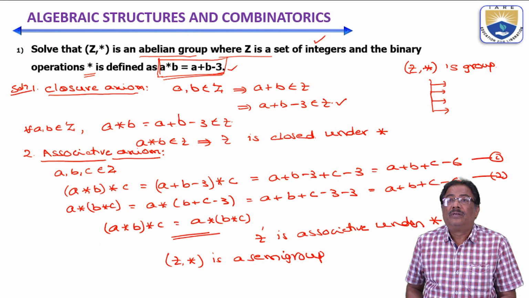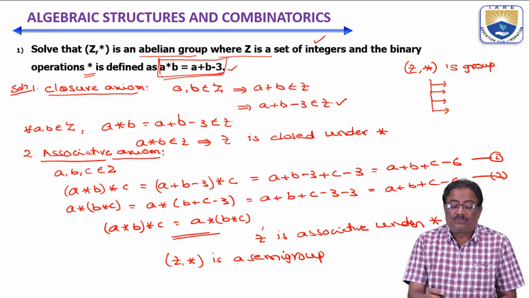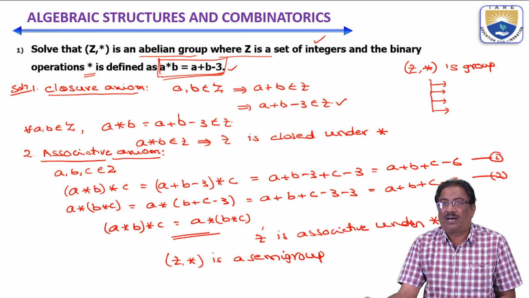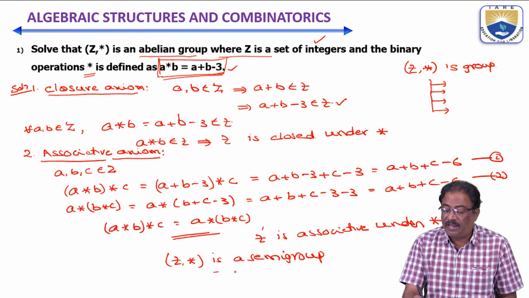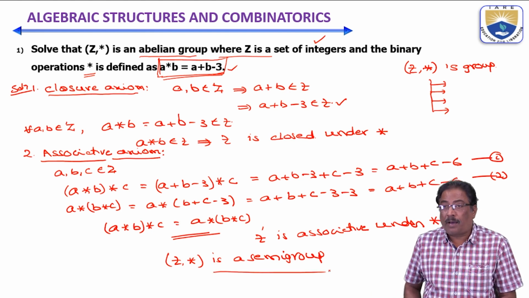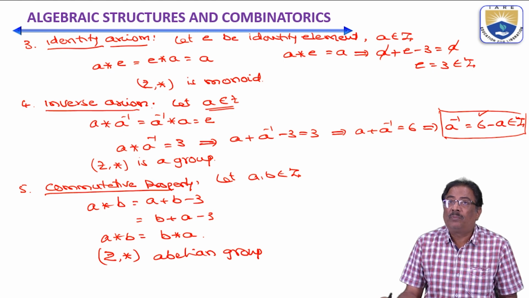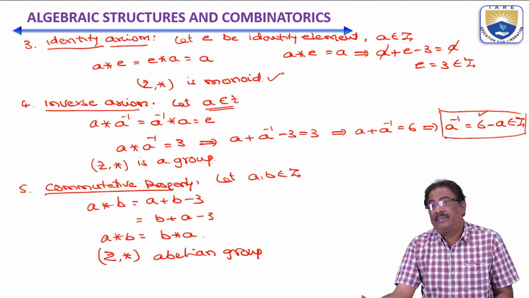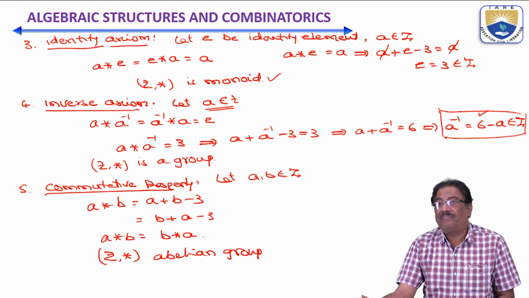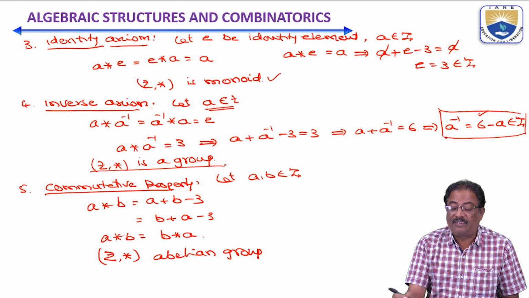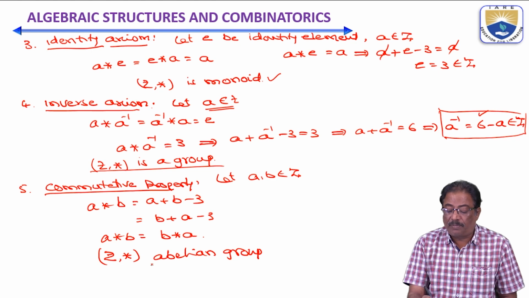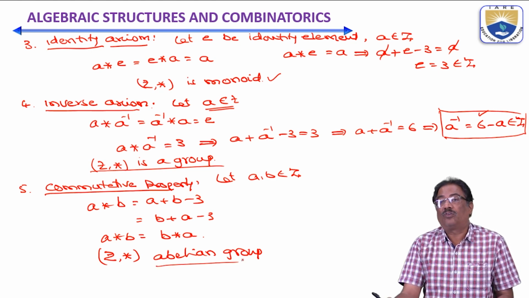So like this we have to discuss. For proving that it is an abelian group, first we prove that Z comma star satisfies the closure property and associative property. Then it becomes a semi-group. If it has an identity element, then it is a monoid. And if it has an inverse element, then we can say that it is a group. And if it also satisfies the commutative property, then the group is known as an abelian group.